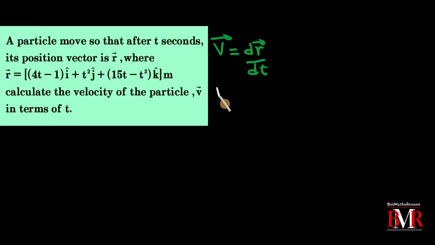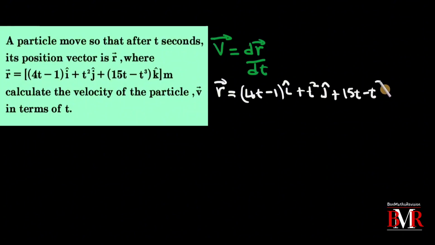And you see the position vector r is equal to (4t minus 1) unit vector i plus t squared unit vector j plus (15t minus t cubed) unit vector k. As you can see, this vector has 3 dimensions or 3 components. That is the i component, the j component, and the k component. i, j, and k are unit vectors.